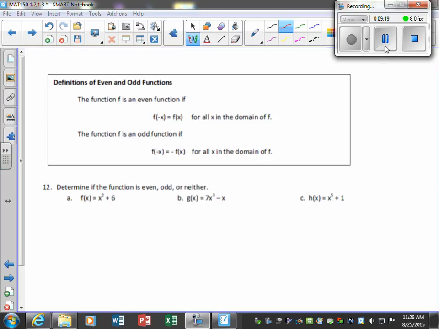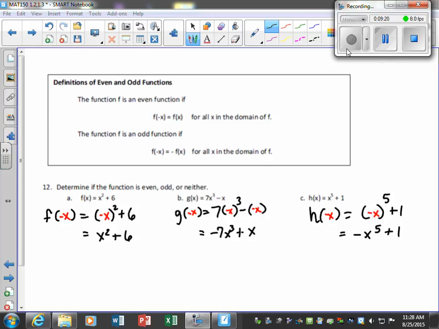Okay, now that we've evaluated each one, we want to compare our result to the original. And this one is exactly the same, x squared plus 6. So we would say if we evaluate f of -x and you get the original function, we know that it is even. So this one is an even function.